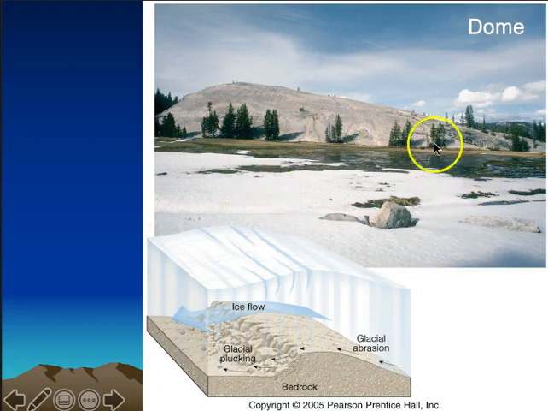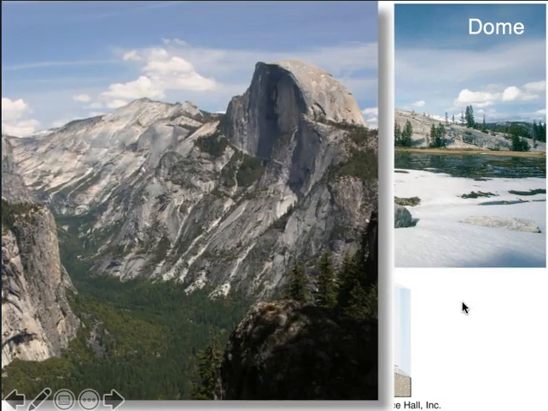Domes exist in Yosemite National Park as well. This is Lambert Dome and Half Dome, one of the more famous landmarks in North America. Big U-shaped valley there.